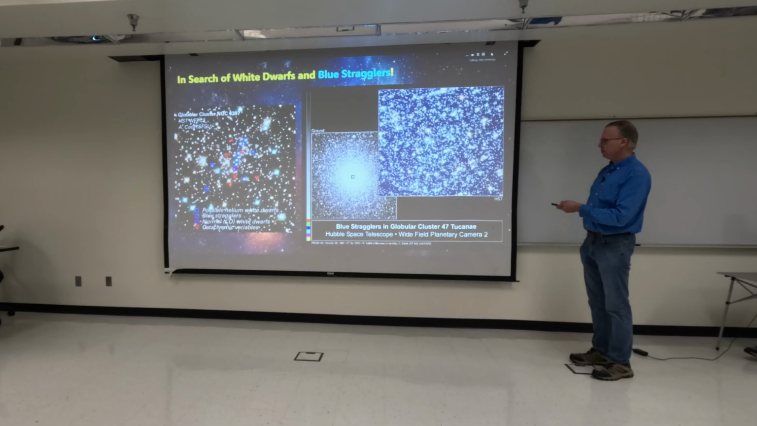So here we have the possible helium white dwarfs, and the blue stragglers, they're right there. So they do exist. This is looking deep with the Hubble inside Toucan 47. If you have to see any James Webb images deep within the globular clusters.